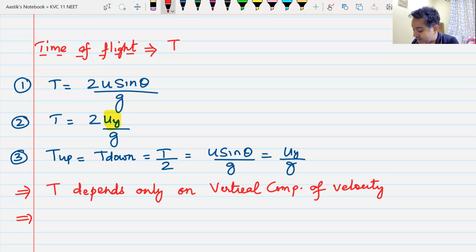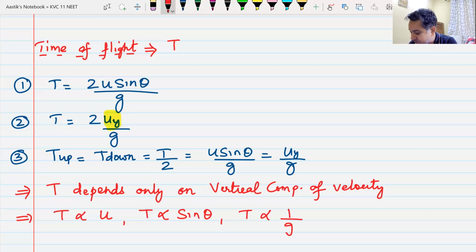Also, you can see that time of flight is directly proportional to u. If you increase u, time of flight will increase. Do we understand this? Time of flight is directly proportional to sine theta, or it is directly proportional to theta. The more the angle, the more the time of flight. Time of flight is inversely proportional to g. That means if g is less, time of flight would be more.